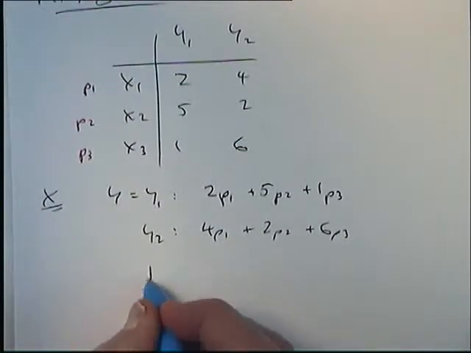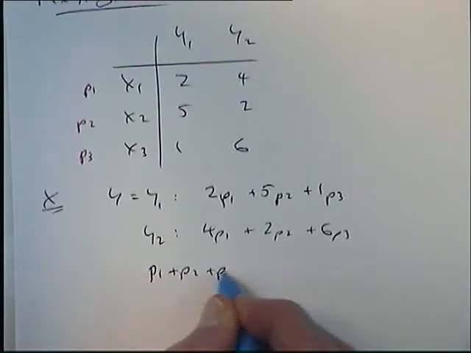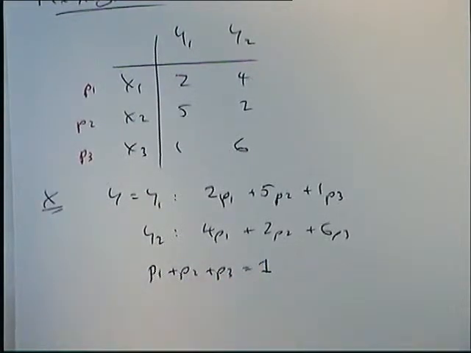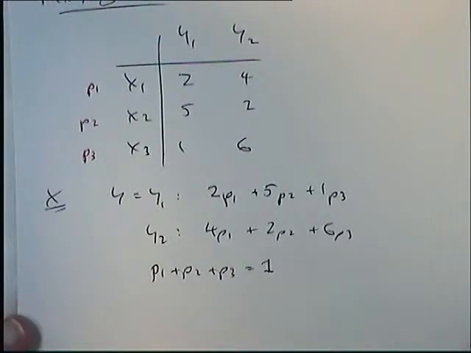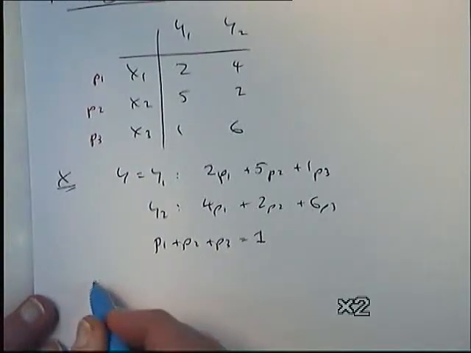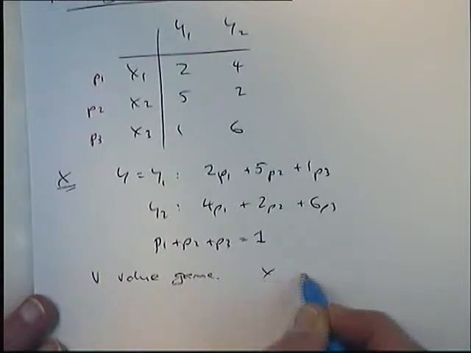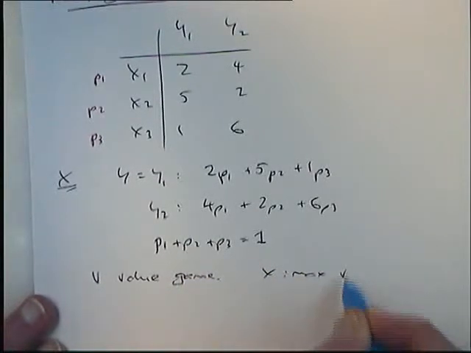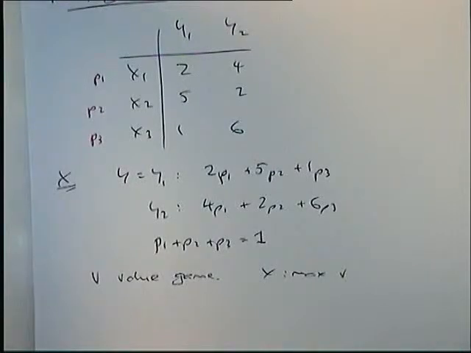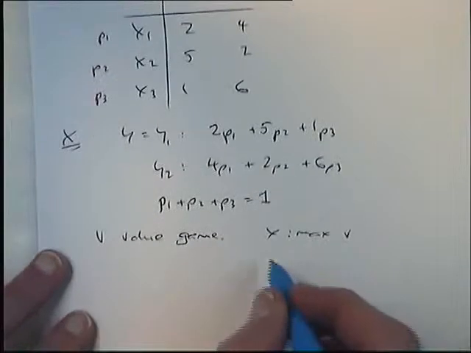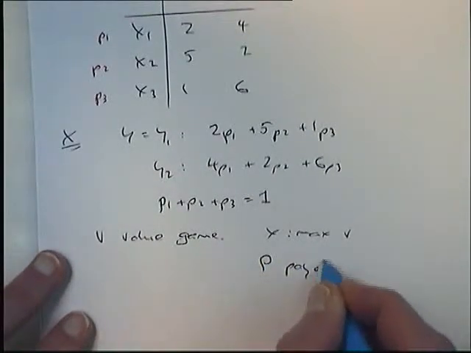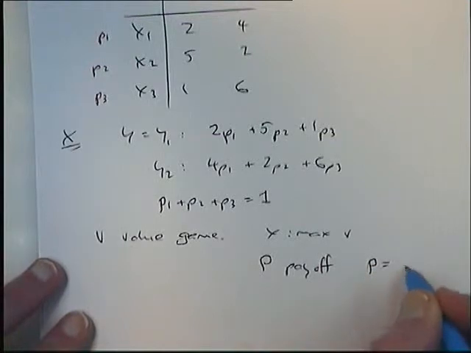We also now know that P1 plus P2 plus P3 equals 1, because you only play those 3 strategies, so those 3 probabilities have to add up to 1. V is going to be the value of the game, and X is going to try and maximise V. That's what player X wants to do. We call P the payoff, and the payoff equals the value of the game.